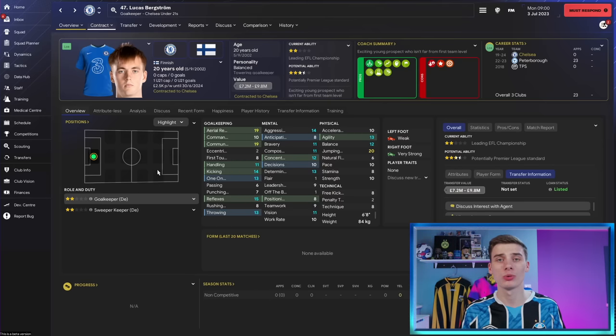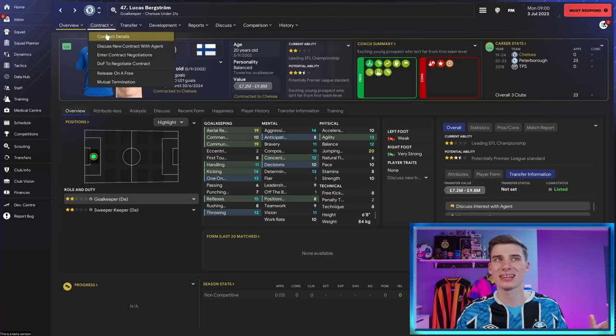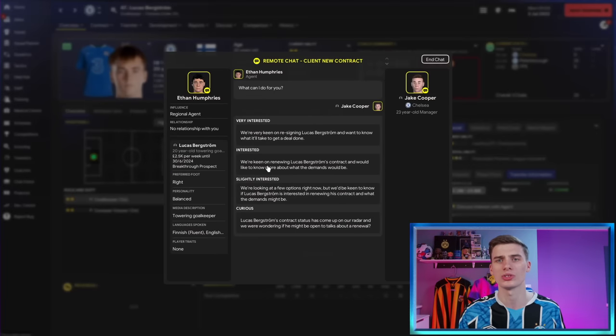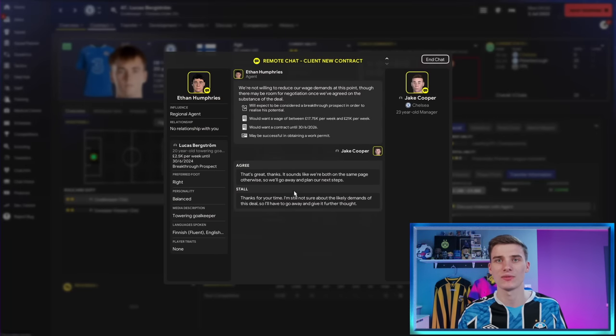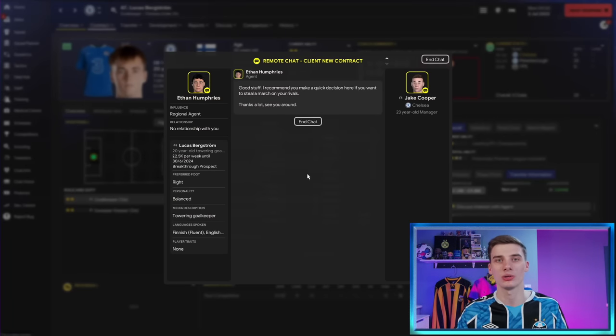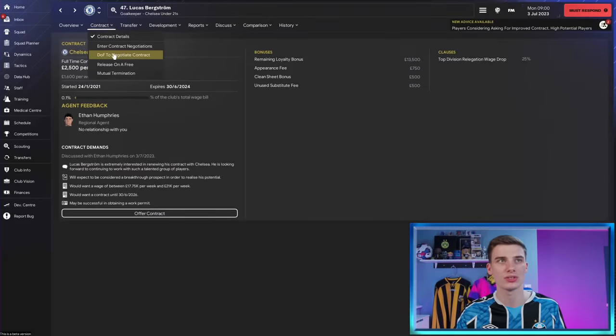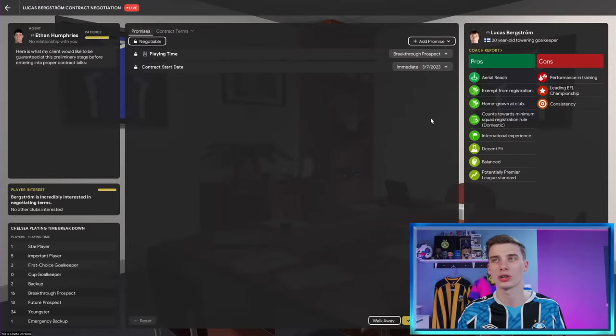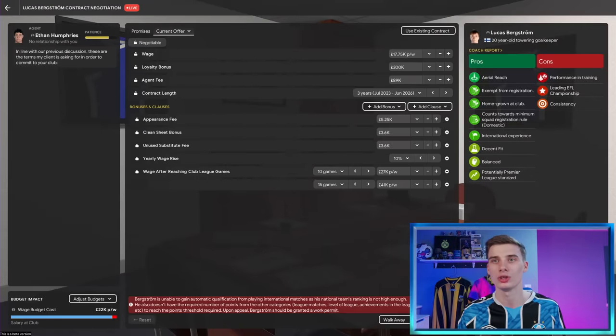Another tip when offering people contracts is getting rid of all of the special bonuses when it makes sense. Let's take Lucas Bergstrom, for example, here. Let's say we wanted to give him a new deal. Again, we'll discuss with the agent. We're then going to say he's asking for too much and it didn't work this time, but it was worth a go. There's no negative effect of doing so. We can then go ahead and negotiate a contract with Bergstrom. And when we do, he's asking for bonuses just for playing matches and whatnot, which usually don't make sense.